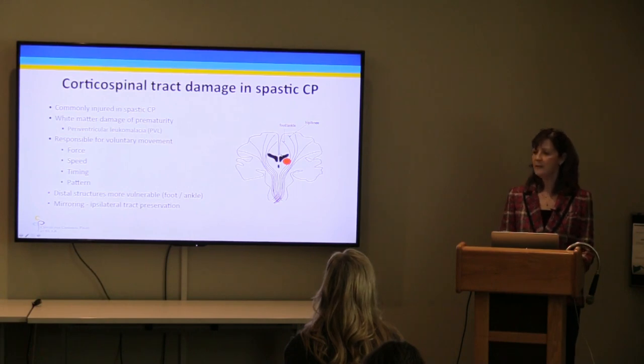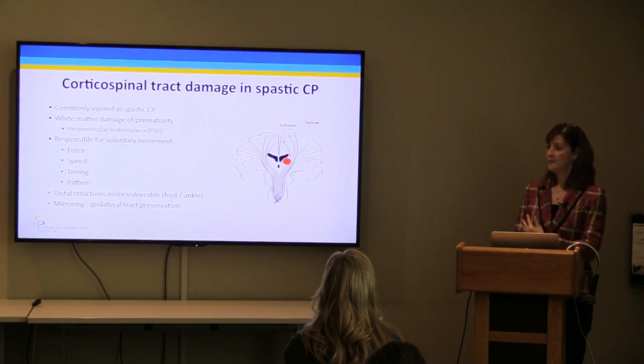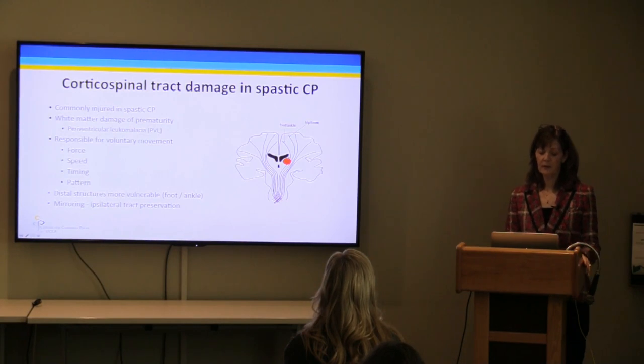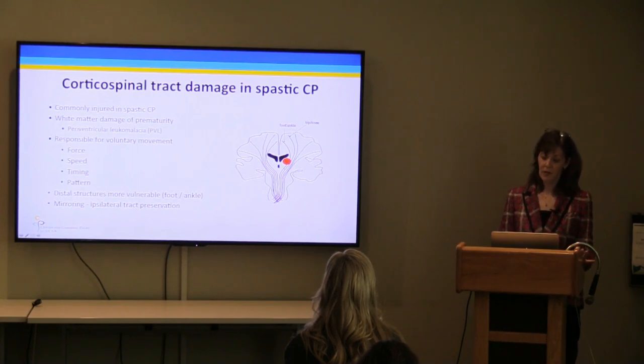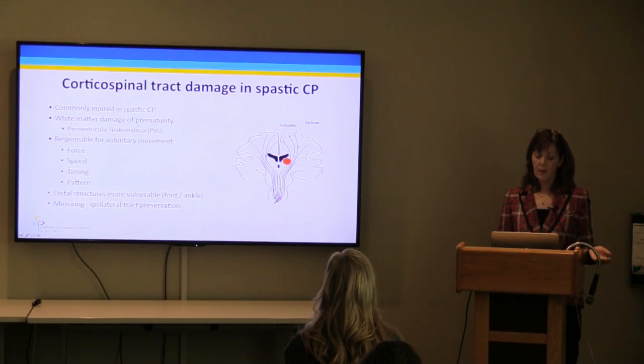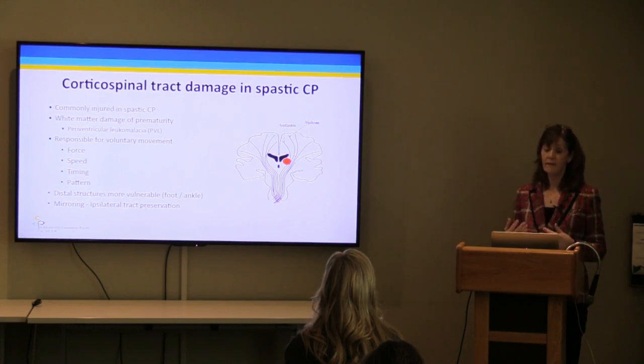So we all know if somebody has a stroke on the left side of the brain, that causes an impairment on the right side, like a right hemiplegia. So these corticospinal tracts are also injured in stroke and perinatal stroke as well. And so one side of the brain controls the tracts on the opposite side. But in an infant, there's bilateral control. So there's ipsilateral control on the same side and contralateral control of the limbs.